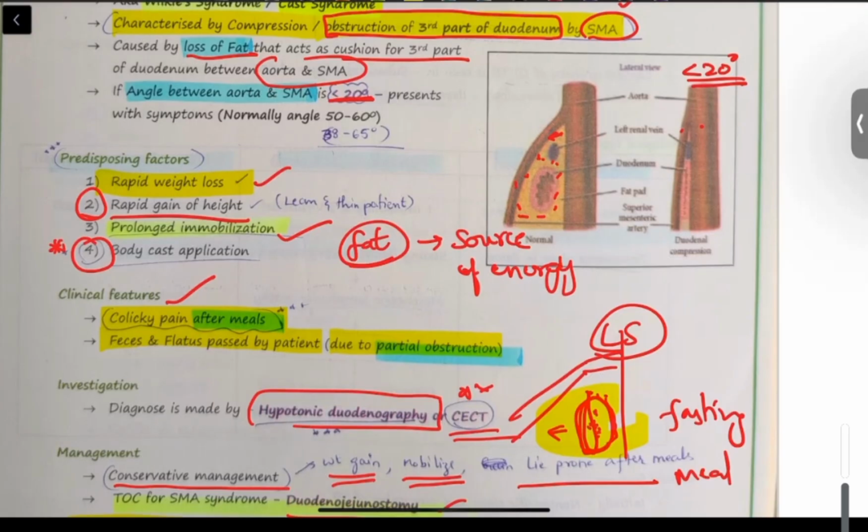Definitely, yeah. It's like rapid weight loss, we have no issues, right? In case of weight loss, fat is lost from everywhere. In case of rapid gain of height, sorry, I have said height, probably rapid gain of weight.